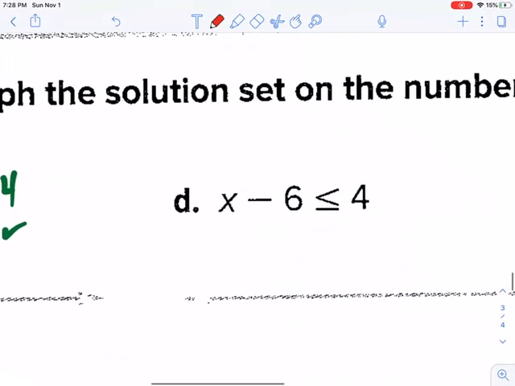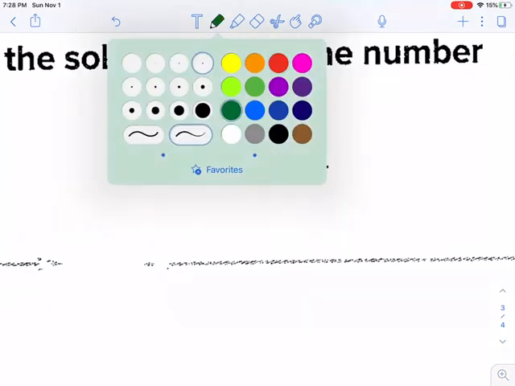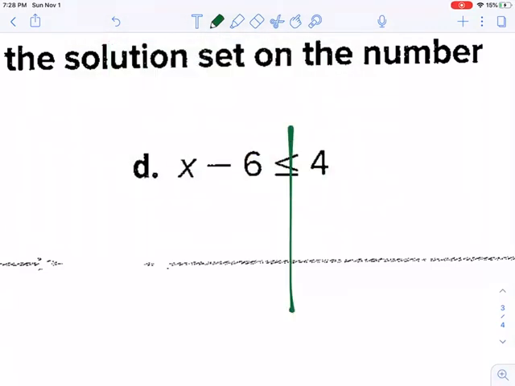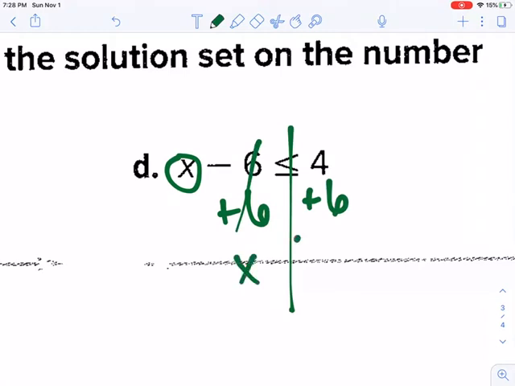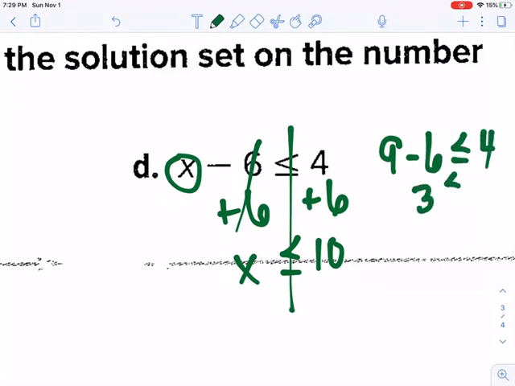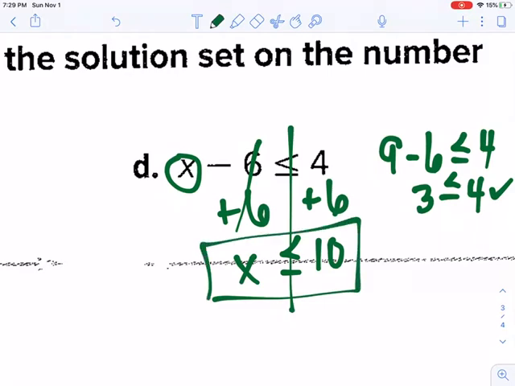Okay, let's look at letter D. We want x by itself, so we're going to add 6. We get x is less than or equal to 10. So we need to pick a number less than or equal to 10. I'm going to pick 9. Does 9 minus 6 equal a number less than or equal to 4? Well, that's 3. Is that less than or equal to 4? Yes. So this is a good solution.